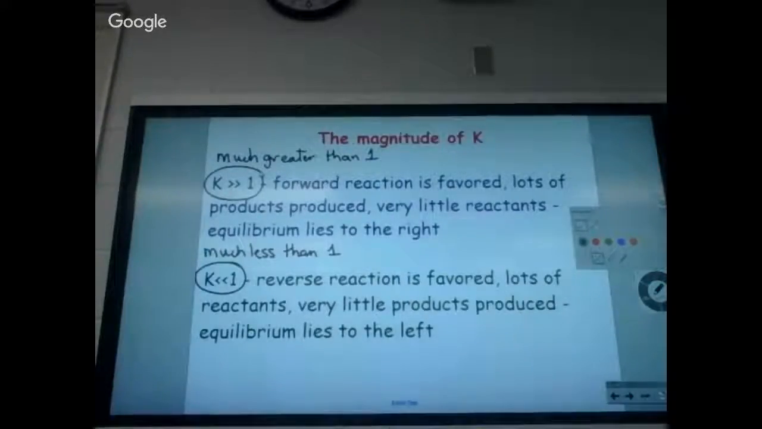Alright, so if we look at what we wrote down, we need to understand what it means. Because right now, even though it's written in your notes, most of you could not answer a question correctly with it.